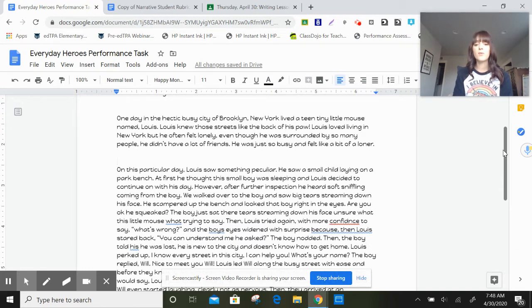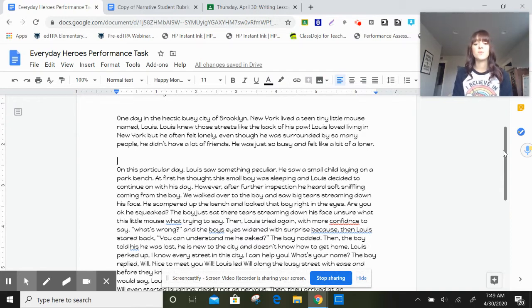He walked over to the boy and saw big tears streaming down his face. He scampered up to the bench and looked the boy right in the eyes. "Are you okay?" he squeaked. The boy just sat there, tears streaming down his face, unsure what this little mouse was trying to say. Then Lewis tried again with more confidence to say, "What's wrong?"